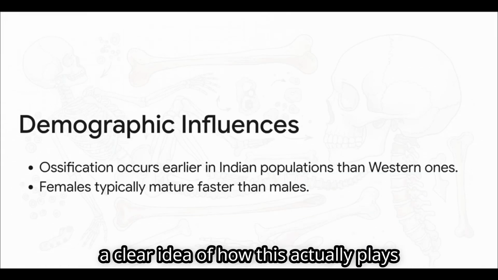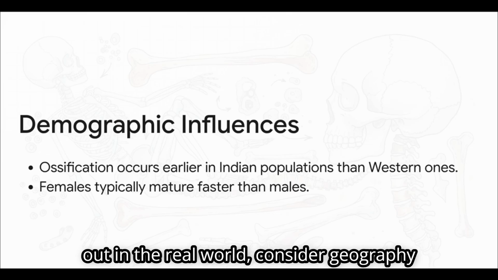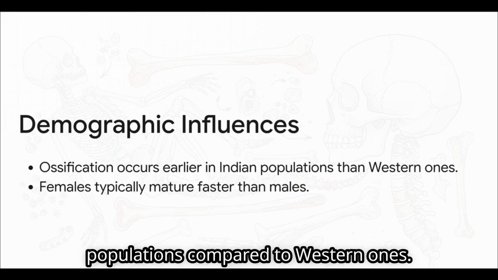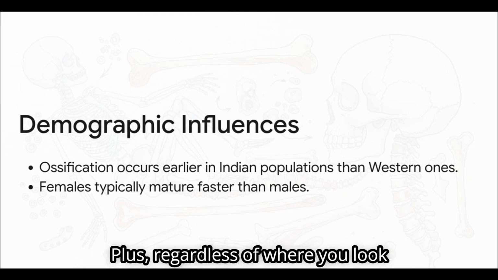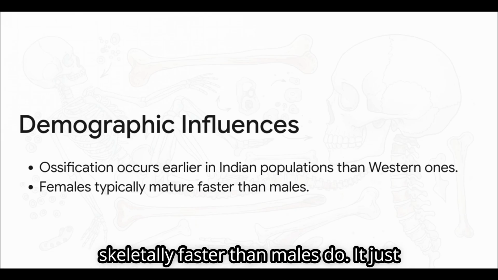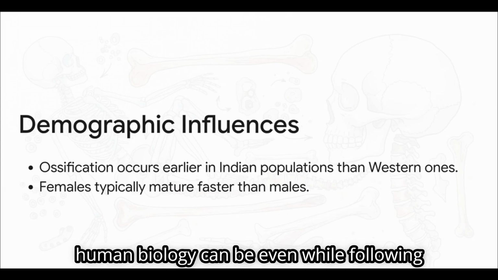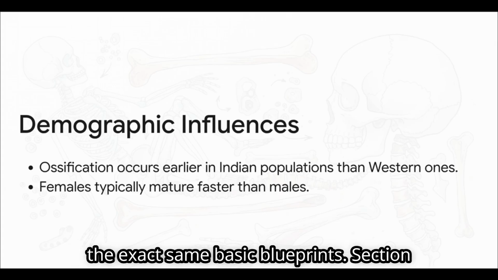To give you a clear idea of how this actually plays out in the real world, consider geography and sex. Research shows that ossification generally occurs earlier in Indian populations compared to Western ones. Plus, regardless of where you look geographically, females typically mature skeletally faster than males do. It just goes to show how wonderfully diverse human biology can be, even while following the exact same basic blueprints.